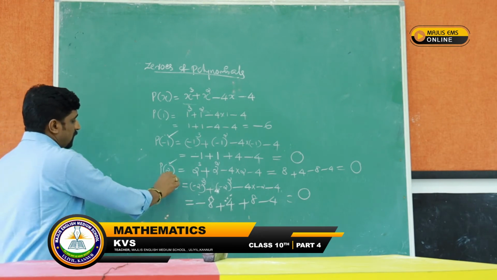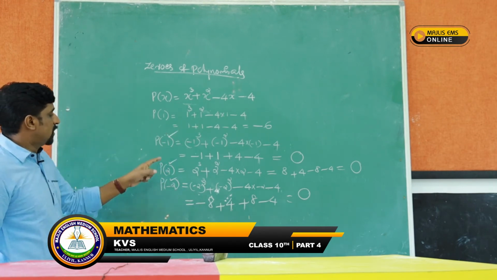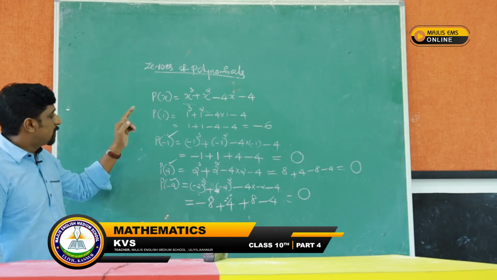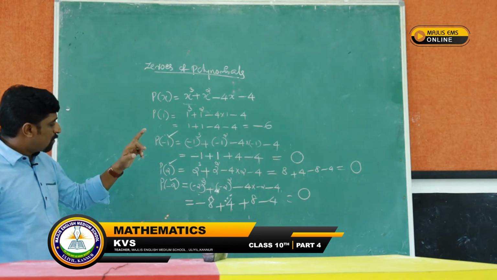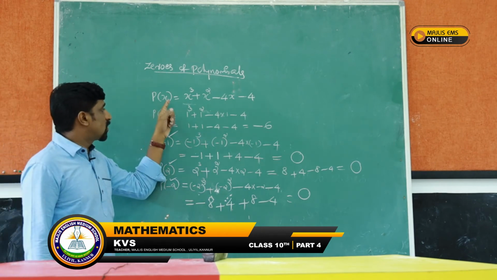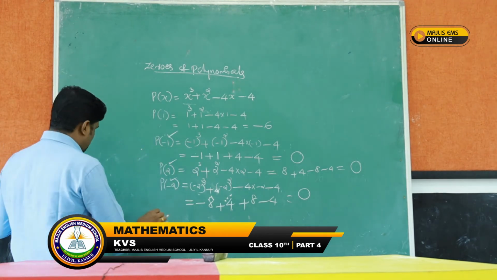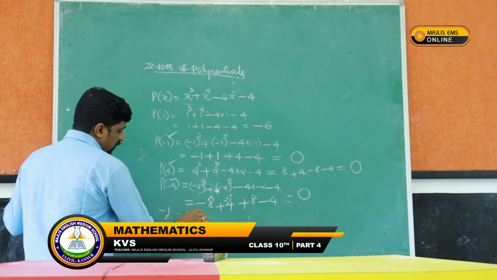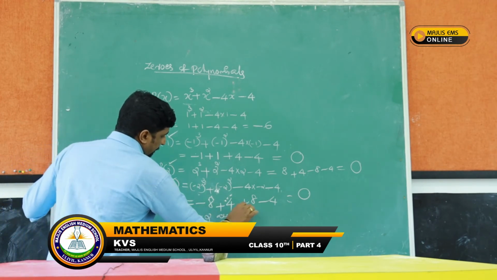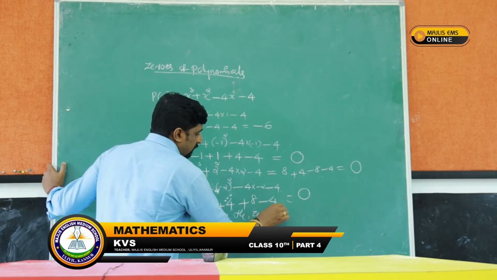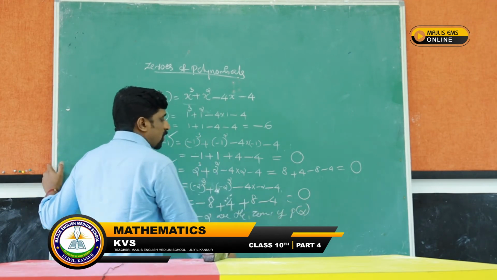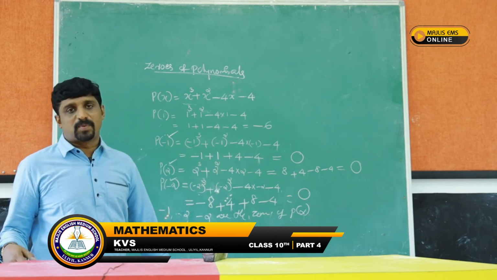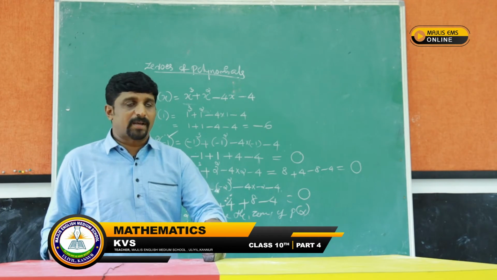Therefore, we got answer minus 1 equal to 0, 2 equal to 0, minus 2 is also 0. Therefore, last we can conclude minus 1, 2, minus 2 are the zeros of this p of x. 3 zeros we got now. This is known as zeros of polynomial: find out the values, okay, like that.